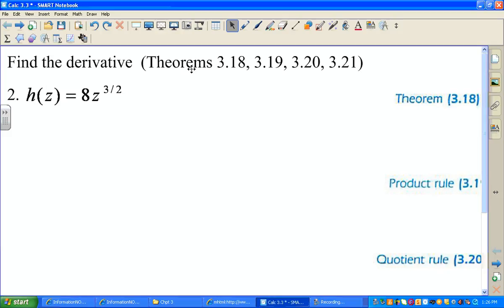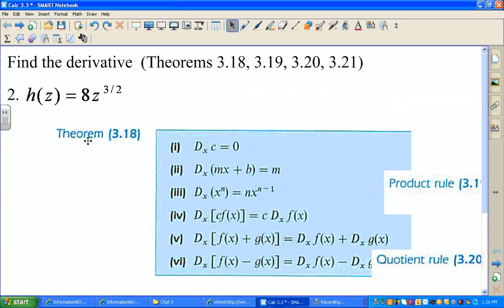Alright, we're going to start section 3.3, which is your shortcuts for all the rules that you talked about. Now, some of these are going to look the same because I've given you the rules knowing this section was coming. The first one that you need to jot down is Theorem 3.1.